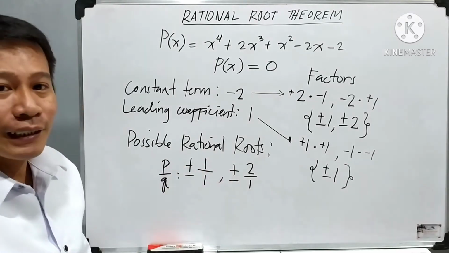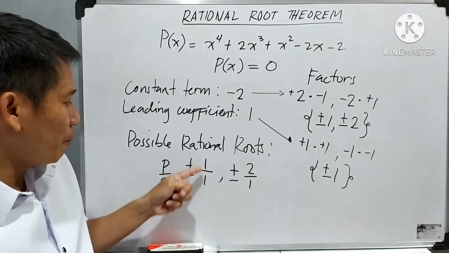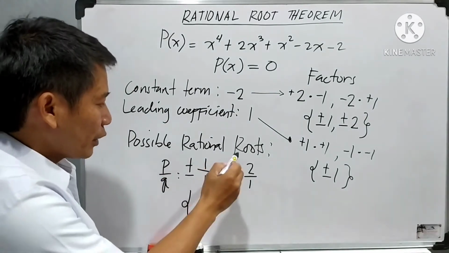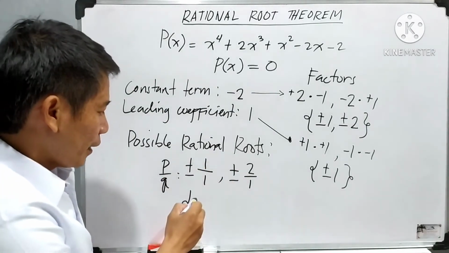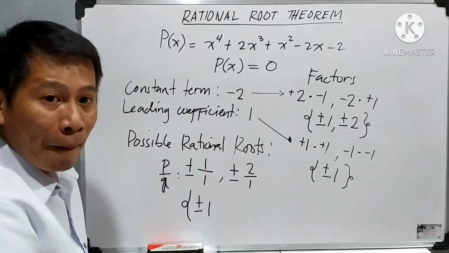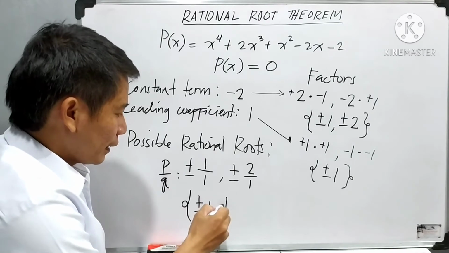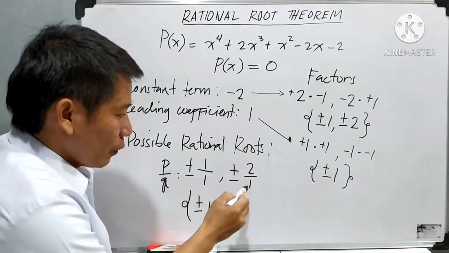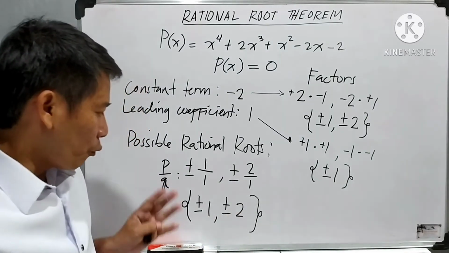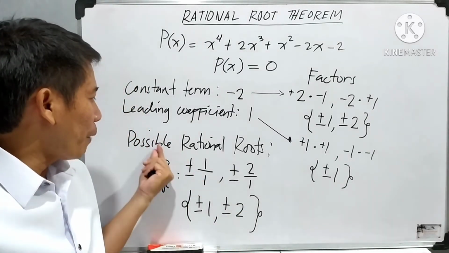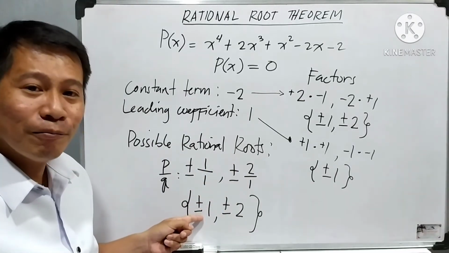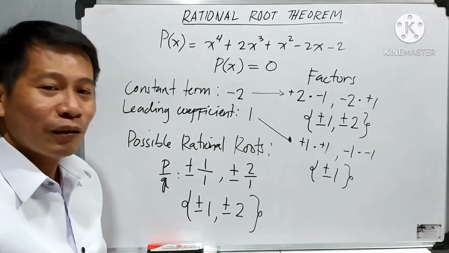We can simplify this. So, what is 1 divided by 1? So, our possible rational roots are simply plus or minus 1 because 1 divided by 1 is 1. Another one, plus or minus 2 divided by 1 is 2. Therefore, we have 4 possible rational roots. Positive 1, negative 1, positive 2, negative 2.